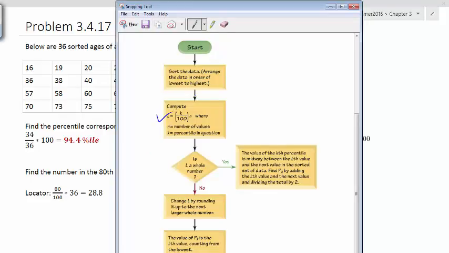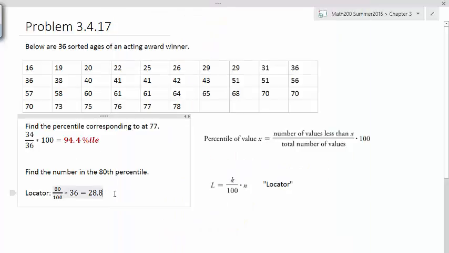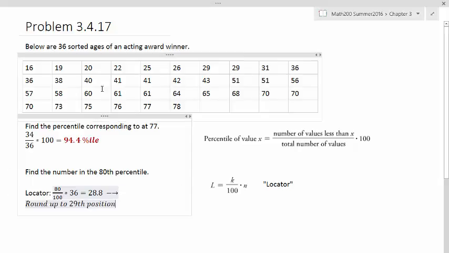We compute our L, and then we check whether L is a whole number. If L is a whole number, then we follow this branch. L in our case is 28.8, so it's not a whole number. And here we round up, regardless. Not round off, but up. In this case, 28.8 rounds up to 29. Even if it were 28.2, we would still round up to 29. So that's the up part. So I'll say round up to 29, and this is the 29th position because this is a locator. So we're looking at the 29th position.